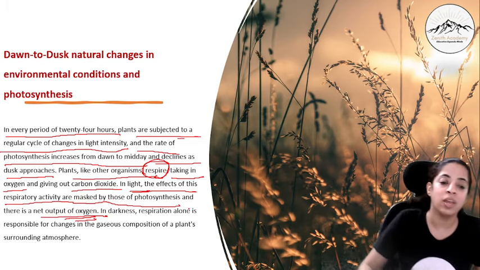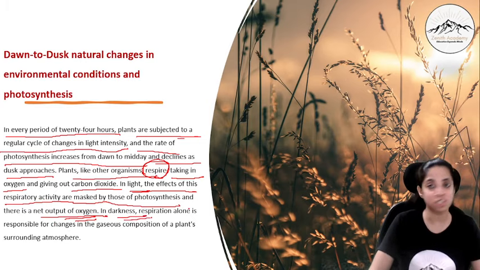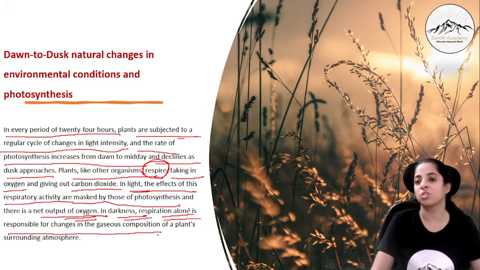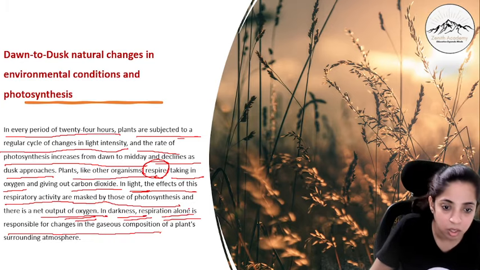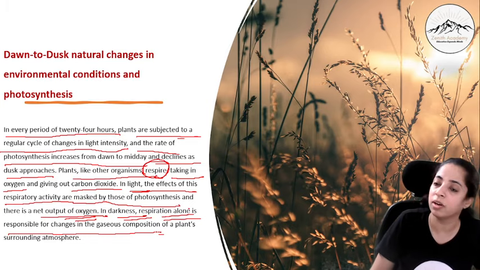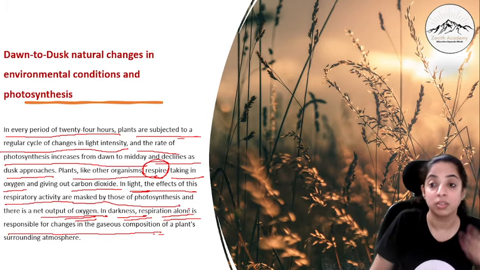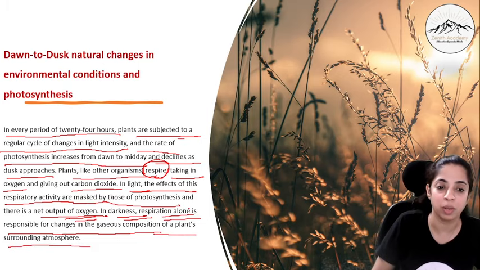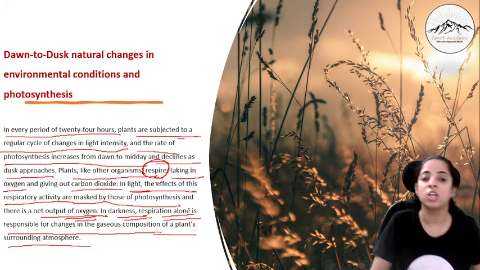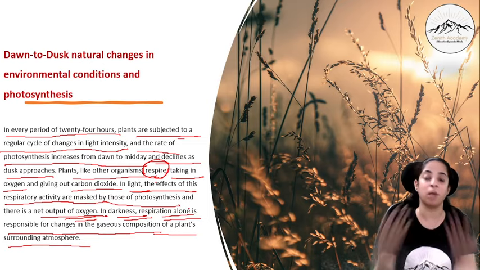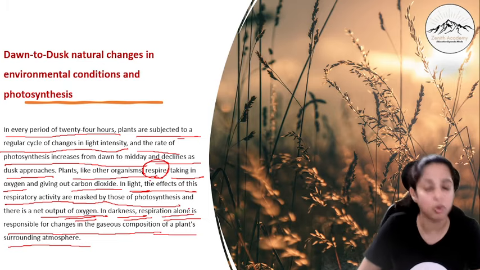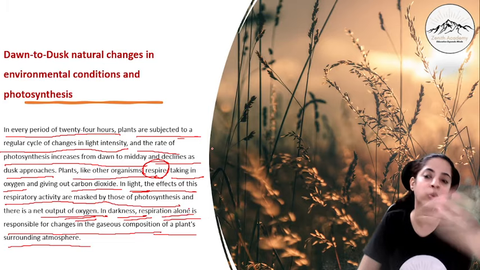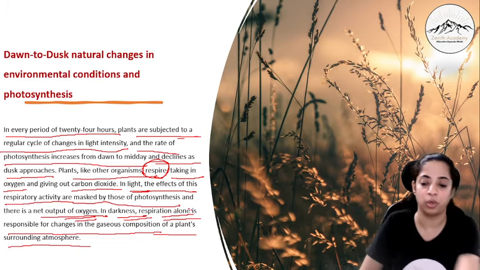Oxygen. Now in the darkness photosynthesis is not happening, so respiration alone is responsible for changes in the gaseous components. So now only respiration is happening. So the gaseous composition of a plant's surrounding atmosphere is only because of respiration. Okay, have you all understood? So during respiration it takes in oxygen, gives out carbon dioxide. During photosynthesis it takes in carbon dioxide and gives out oxygen. So in the morning oxygen is the output, in the night carbon dioxide is the output.